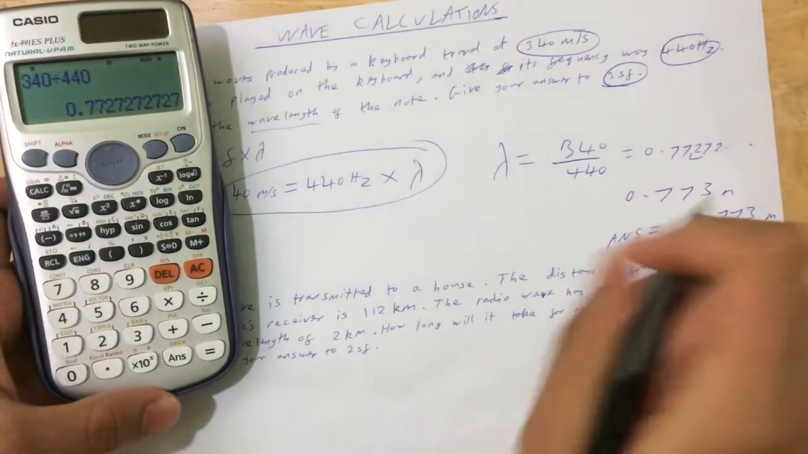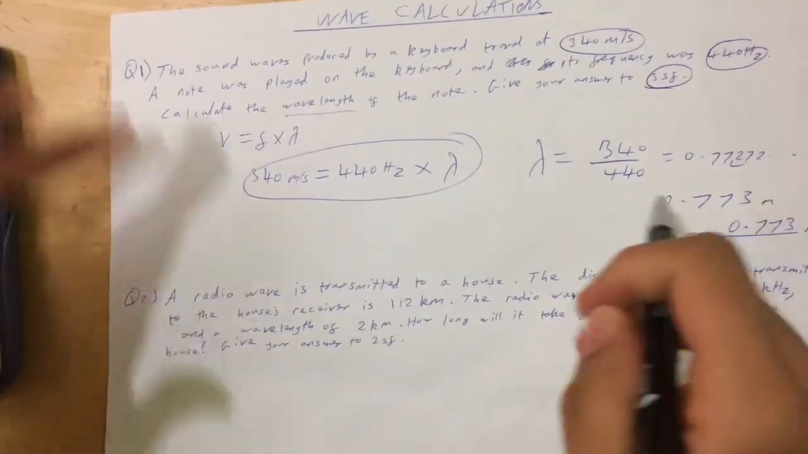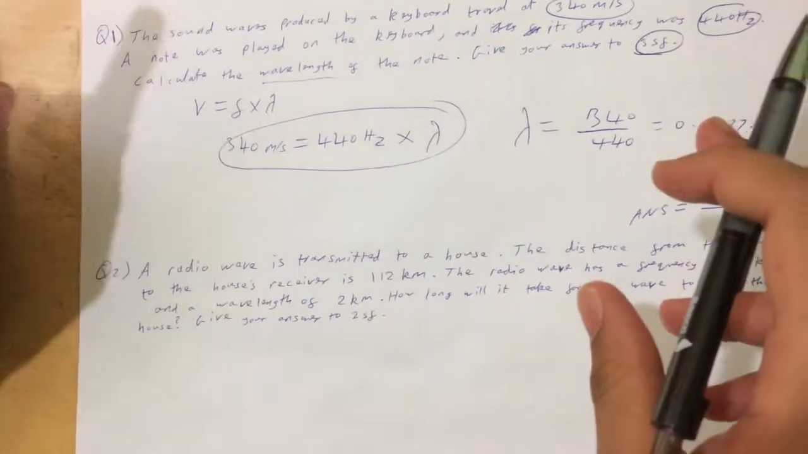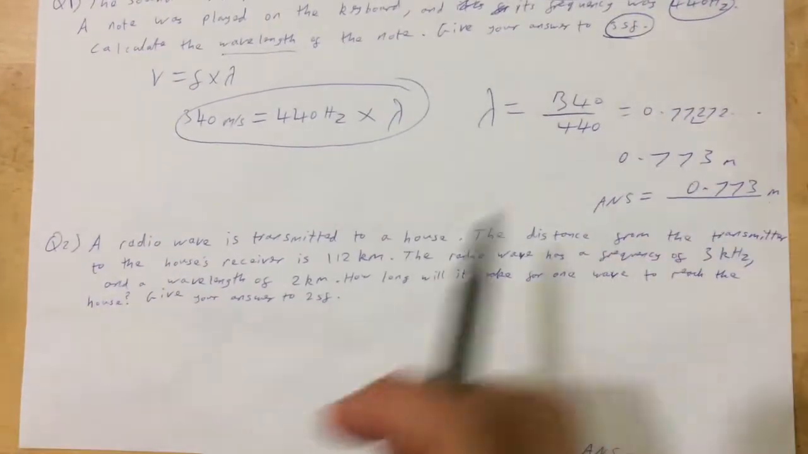0.773 meters, and there's your answer. Now the second question I have made up by myself. The first question I found in an exam paper, and it's a typical question that they will ask you. The second question, I have made it quite a challenge, so let's look at it.